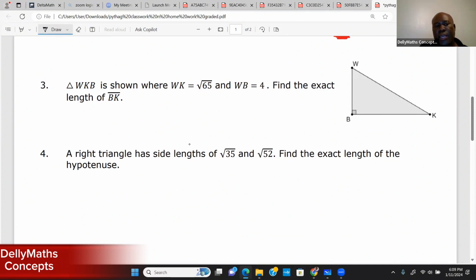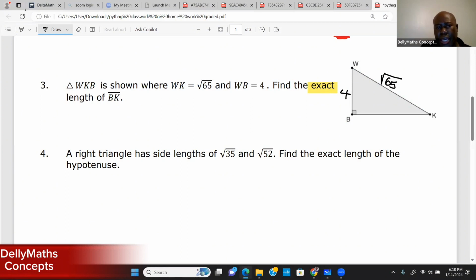Angle WKB is shown, where WK is the root of 65. So we're going to label the sides as we go. This is the root of 65, and WB is 4. Find the exact length of BK. This side here, the root of 65, is the hypotenuse. It is the longest side of this right angle triangle.